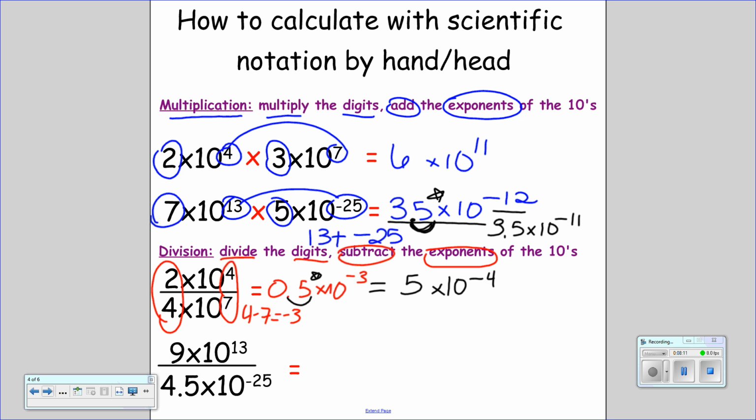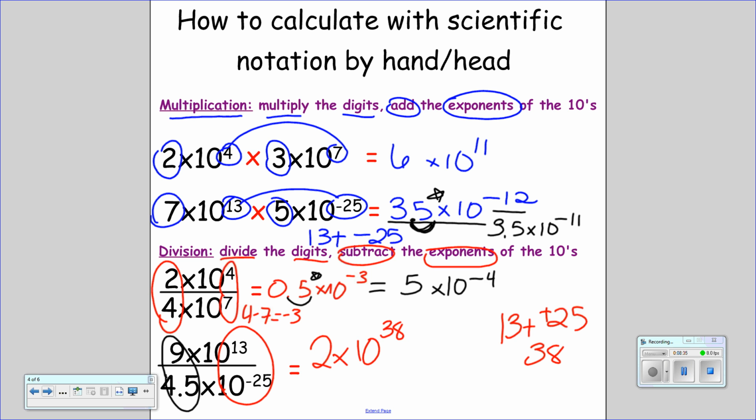All right, and let's do this last one. 9 divided by 4.5. That's 2. And then we have 13 minus negative 25. Minus a negative means plus 38. Which makes complete sense. If you divide by a really small number, you're going to get a really big number. It all works out. Okay?